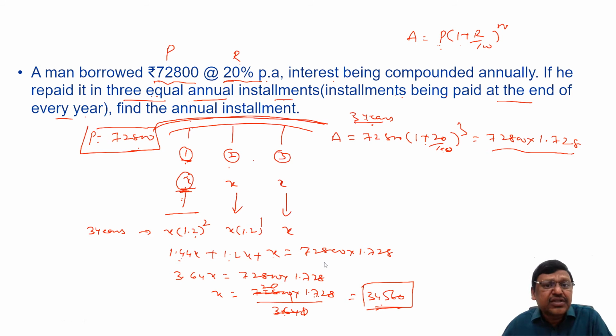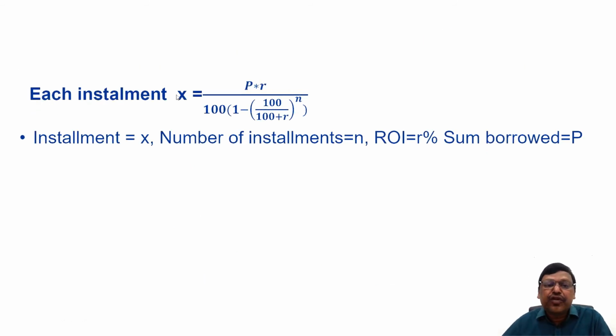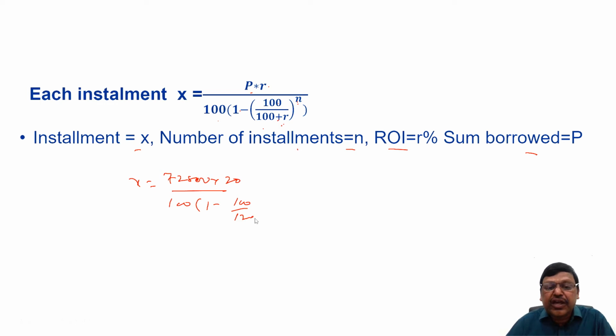The other way of solving it is using the formula. The installment formula is X equals P into R by 100 into 1 minus (100 by 100 plus R) whole power N. Here P is the sum borrowed, R is the rate of interest, N is the number of installments and X is the installment amount. So if I substitute the numbers, X equals P, the sum borrowed, 72,800, into rate 20 by 100, into 1 minus (100 by 100 plus R). R is 20, so 100 plus 20 is 120, whole power N, the number of installments, 3.